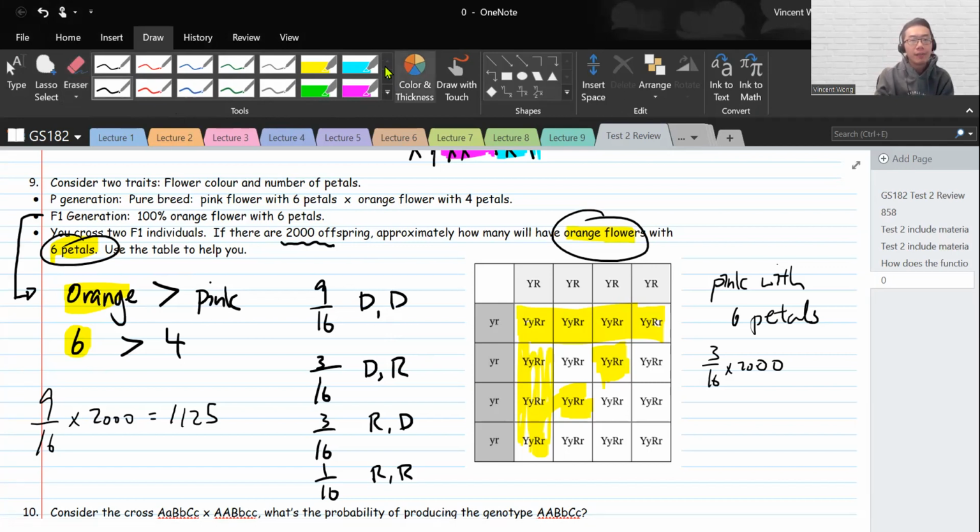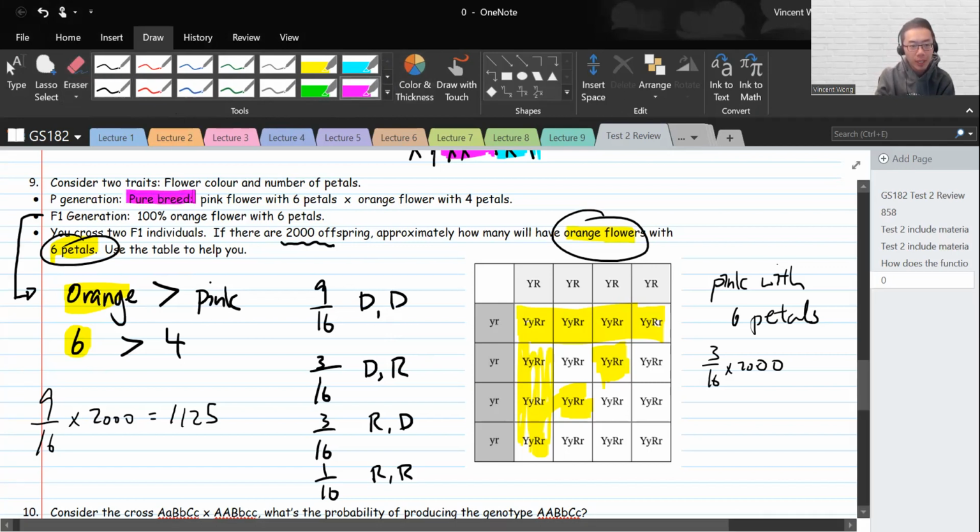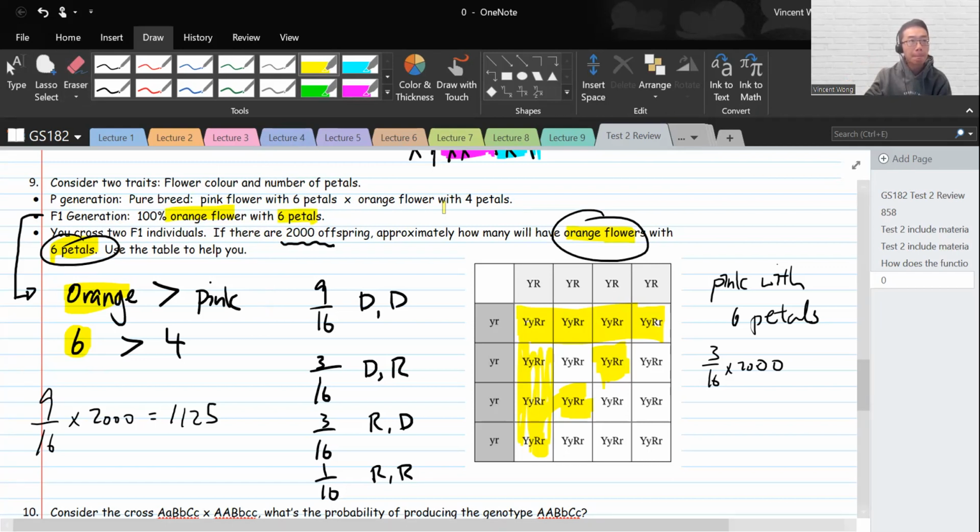Yes. Okay, so if you start with pure bred, pure breed means they are homozygous everywhere. The F1 generation will always have the dominant trait. So if you take 2 pure breed parents and you breed them, the F1 generation will always be showing the dominant trait. So because the F1 generation are orange and they have 6 petals, that's how I know orange is dominant over pink and 6 is dominant over 4. Do you understand? Yes, thank you. Okay, yeah.